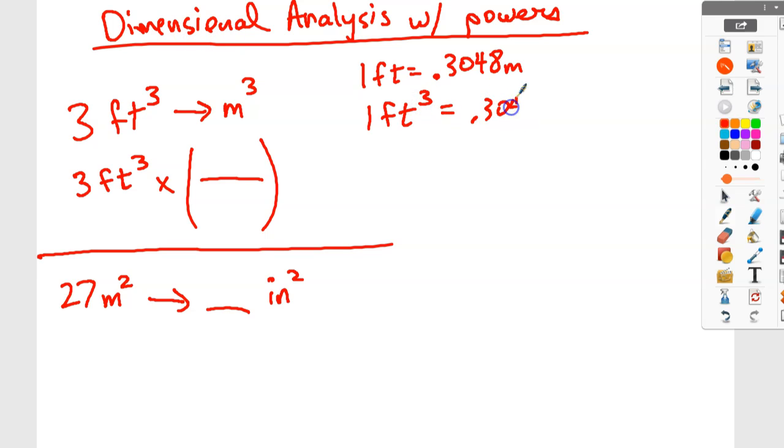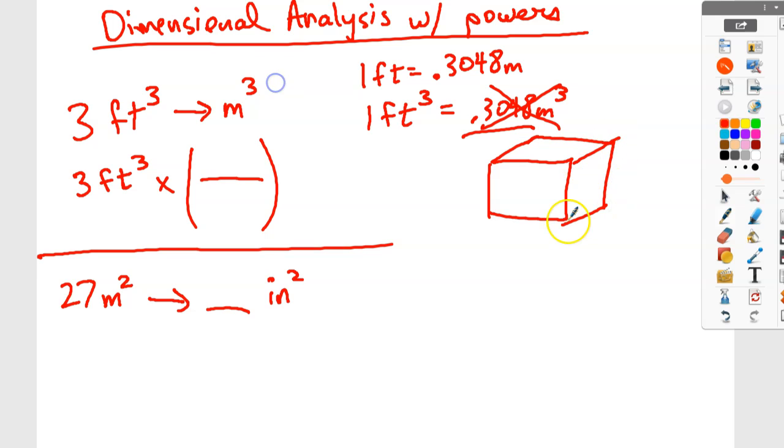But I don't know if 1 foot cubed is 0.3048 meters cubed. Or actually, I do know. That's not right. It's not the same number if the power on the unit is higher. Because if you think about volume and a box, if each side is 1 foot, this is a box whose volume is 1 by 1 by 1 feet cubed. 1 times 1 times 1. That's how you get the volume of this box.